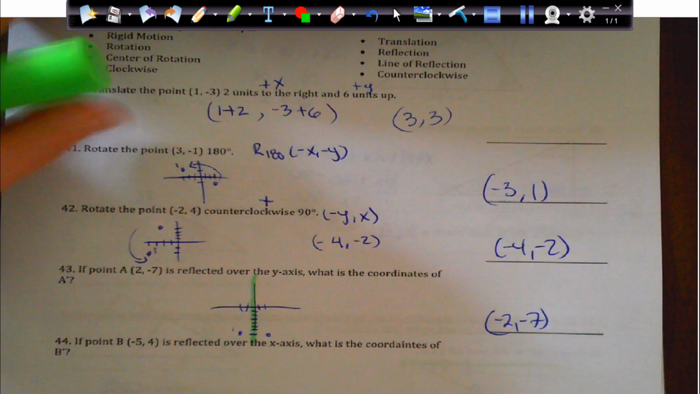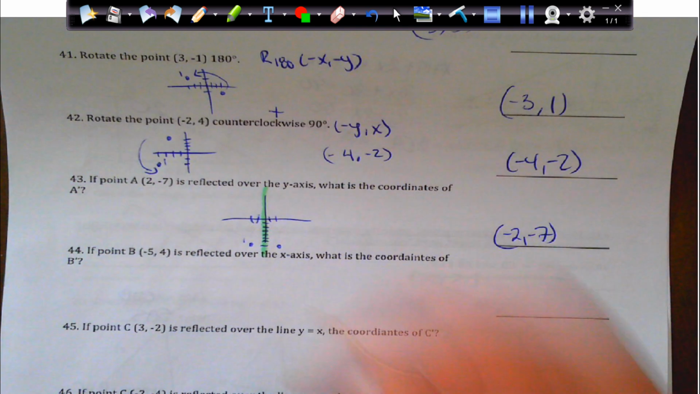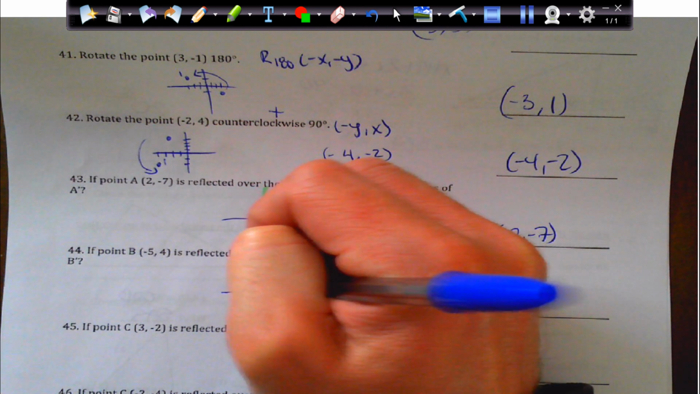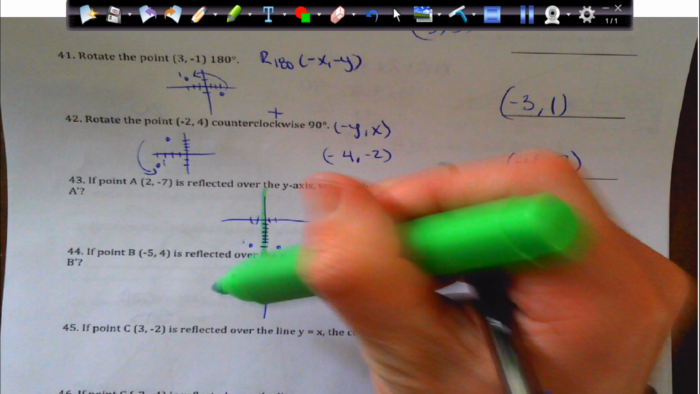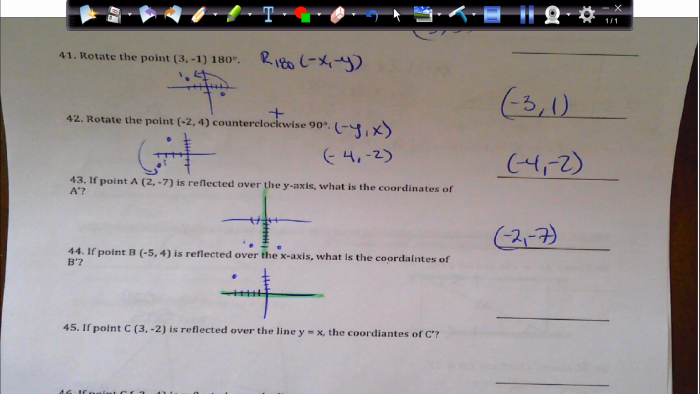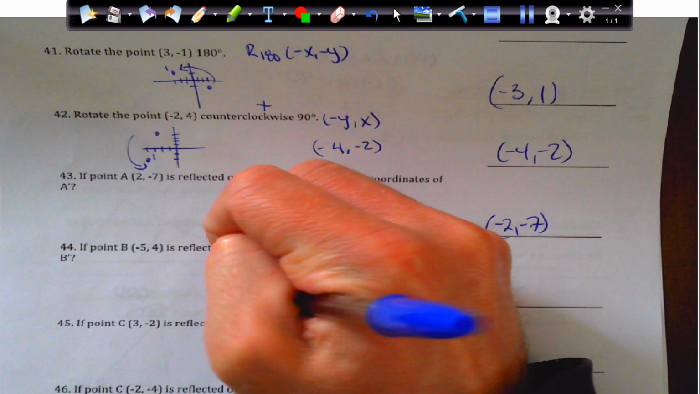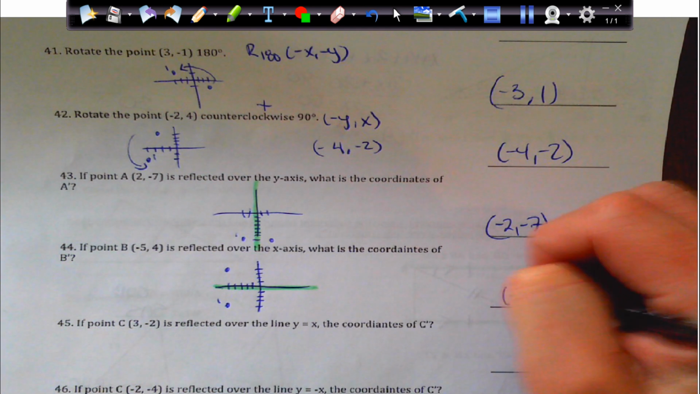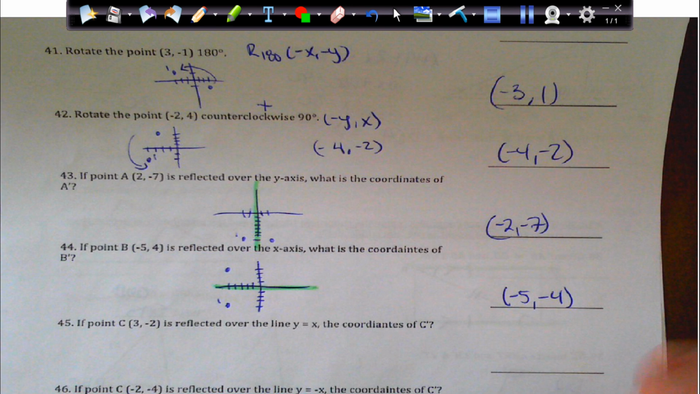Let's hit that one. Reflect over the x-axis. Okay, so I'm at negative 1, 2, 3, 4, 5, positive 1, 2, 3, 4. So this time I'm reflecting over this guy. I'm 4 units away, so I should go 4 units down. 1, 2, 3, 4. And there should be my new point. And we're going to call that negative 5, negative 4.